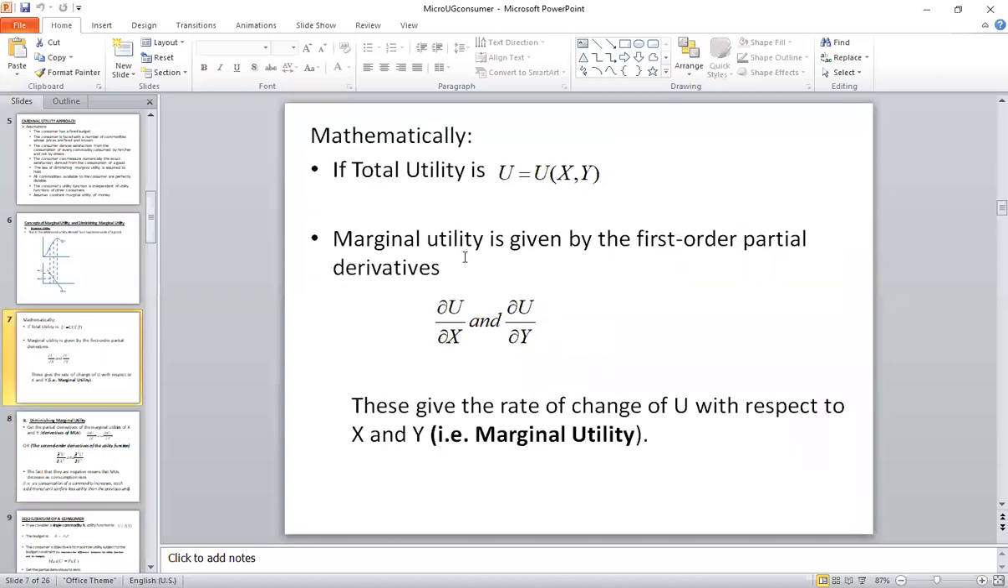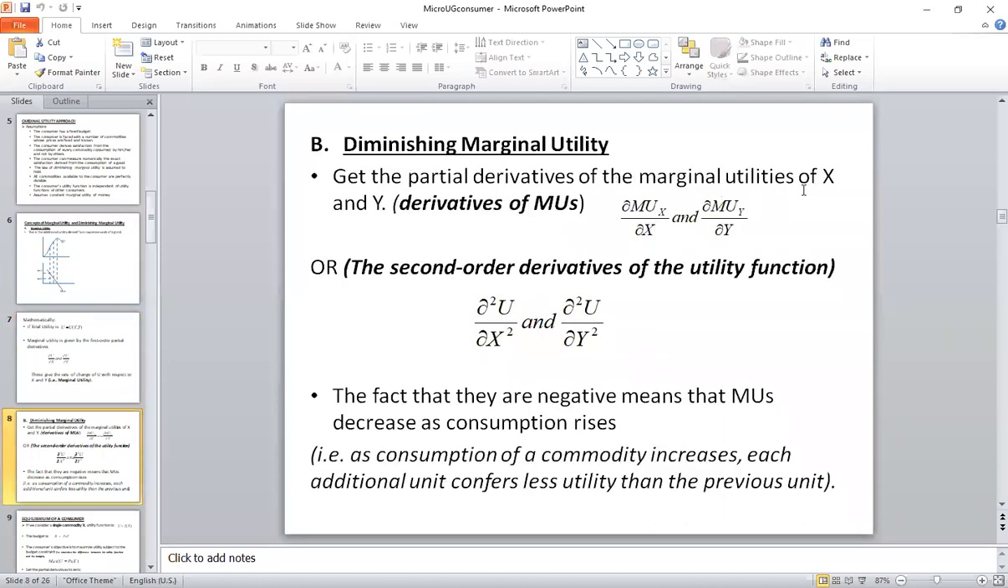Remember, to get the marginal utilities, we got the first order partial derivatives of the total utility. But now we are differentiating the marginal utilities of x and y. So that gives us the d MUx dx. You differentiate the marginal utility of x with respect to x, which shows that we want to look at the change in the marginal utility of x when we change the quantity of x. And this one, the change in the marginal utility of y when we change the quantity of y. So basically that is what it means, okay?